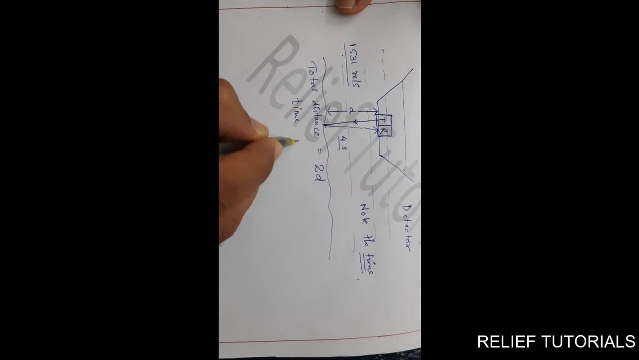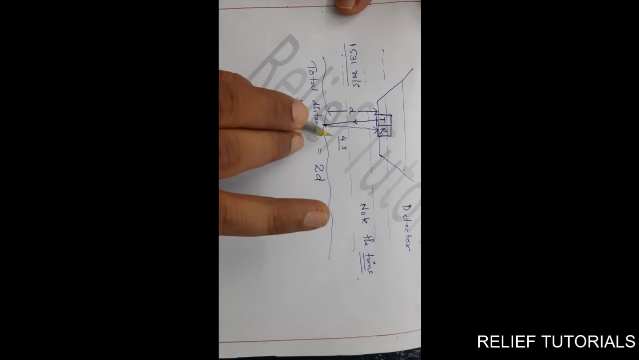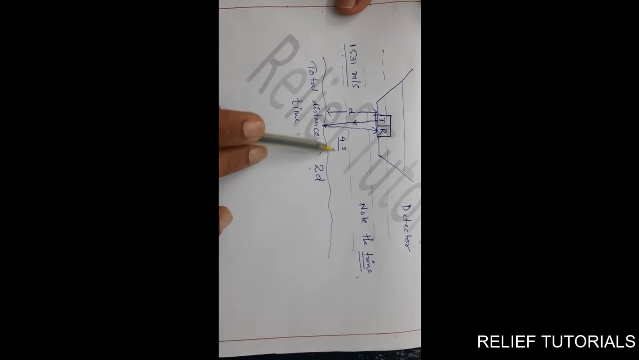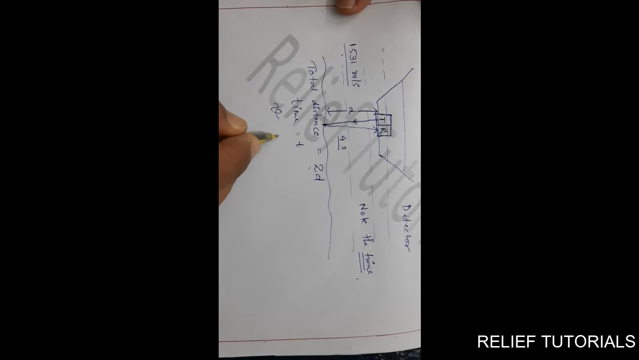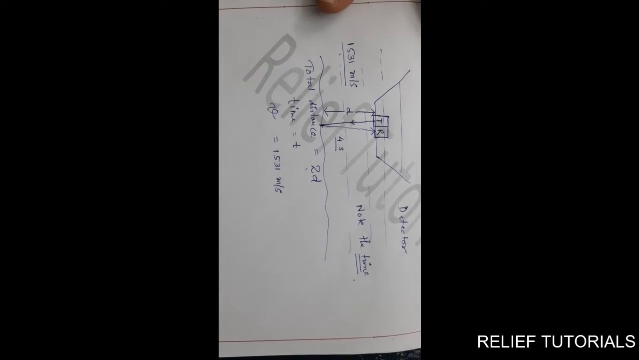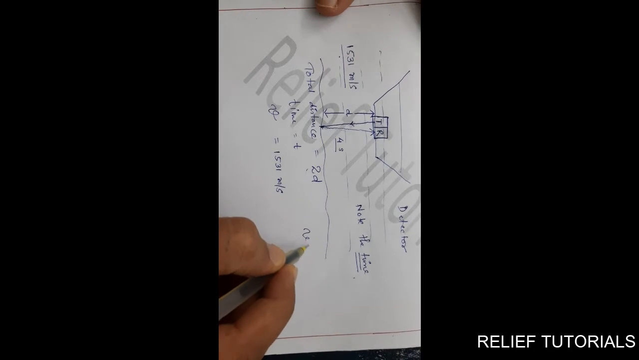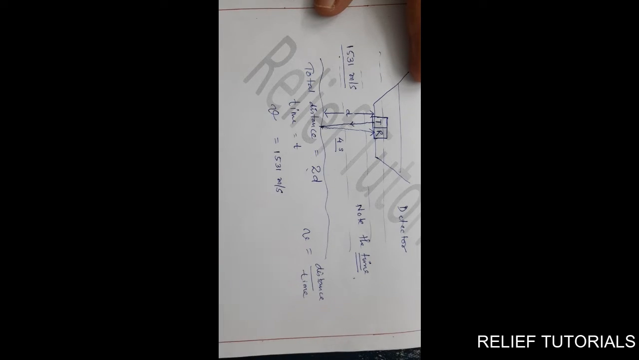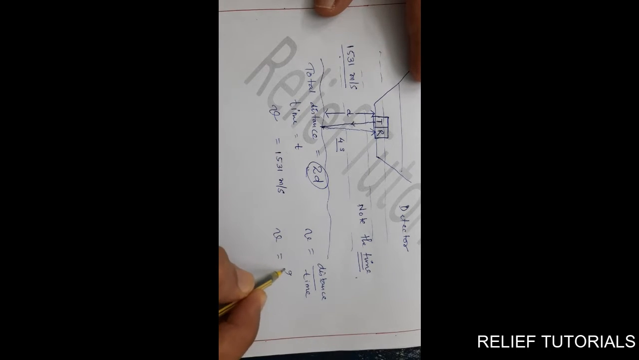Let us say the time interval is t, and here for example we have taken 4 seconds. Total distance 2d is travelled in time t. Now what is the speed of sound? Speed of sound is fixed as 1531 meter per second under normal circumstances. Now we know the formula, speed is equal to distance travelled upon time taken. So speed v is equal to 2d upon t.